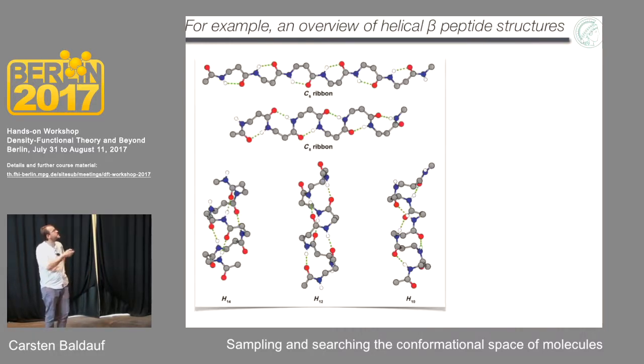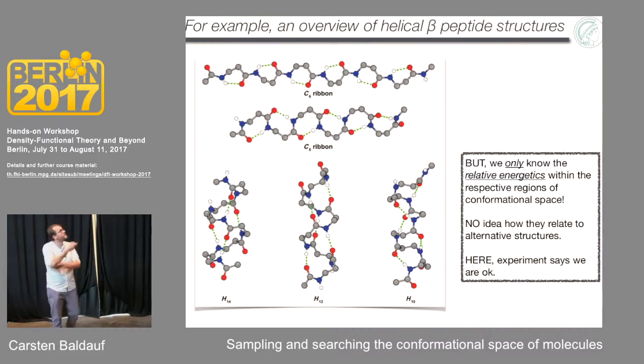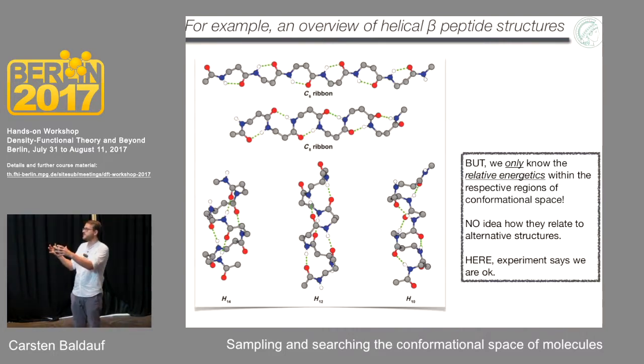So what we did in this case was obtain a nice overview of the helical structure of this type of beta peptide structure. In some sense, it's some type of nylon derivative, which is cool, and it also makes sense. But what we've learned here is only the relative energetics of a subset of conformational space, right? Due to putting in these constraints, we don't know how these structures relate to the rest of the possible structures. Are they more stable, less stable?